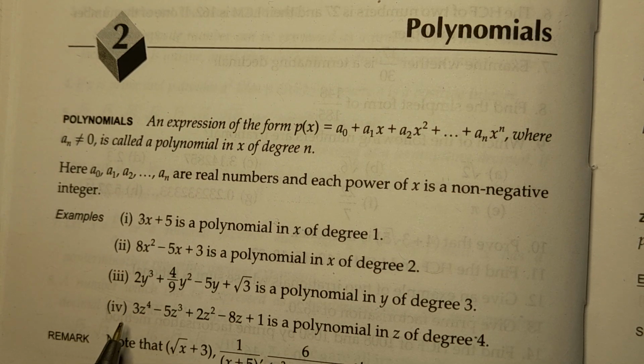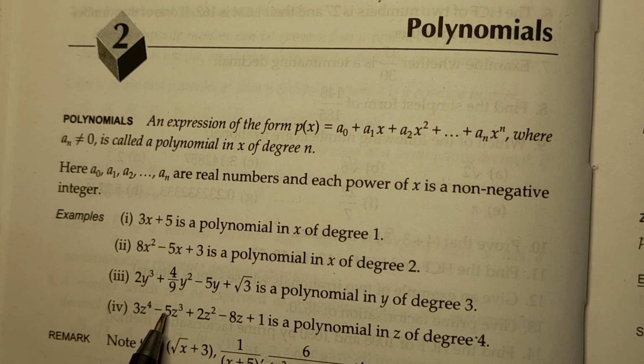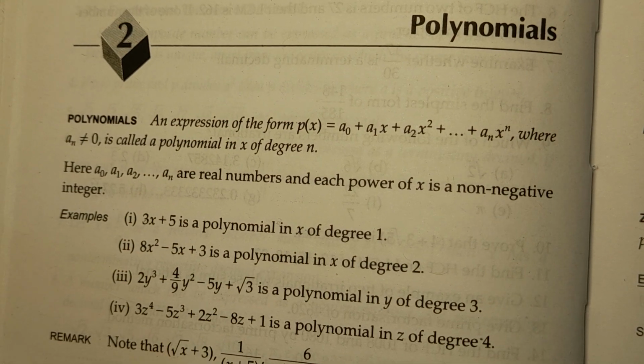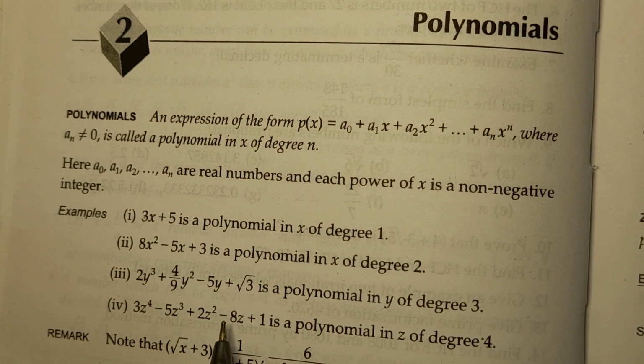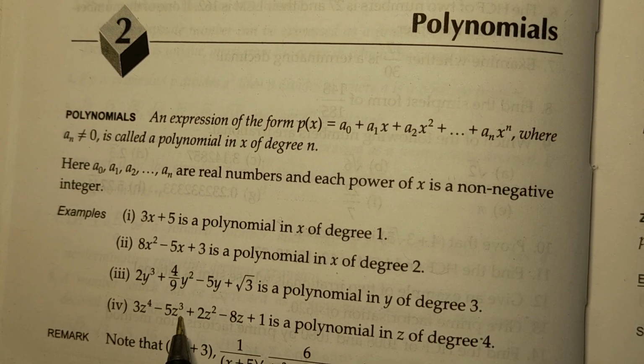Now this is 3z to the power 4 minus 5z cube plus 2z square minus 8z plus 1. This is also a polynomial. In which form? It is in the form of z. And what is its power? Here the highest power is 4, so its degree is 4.